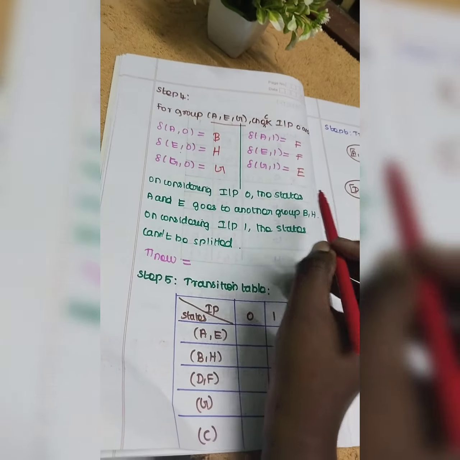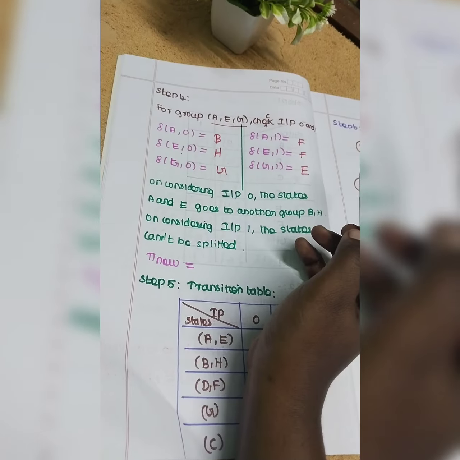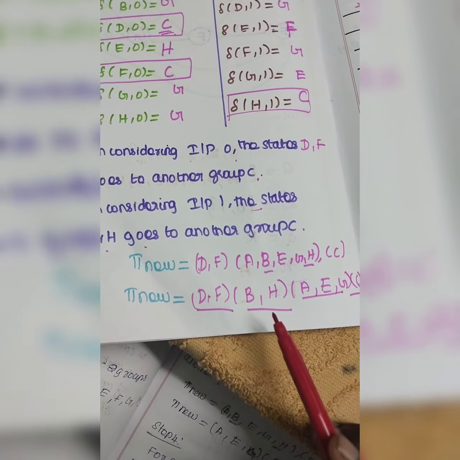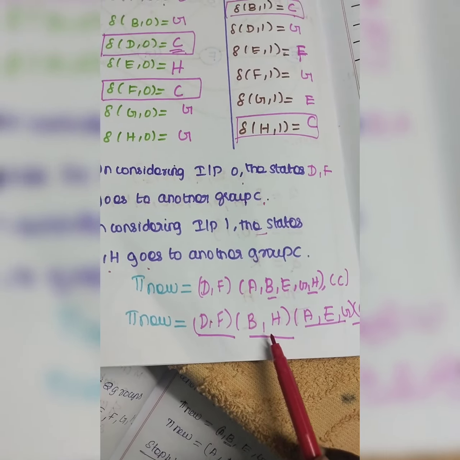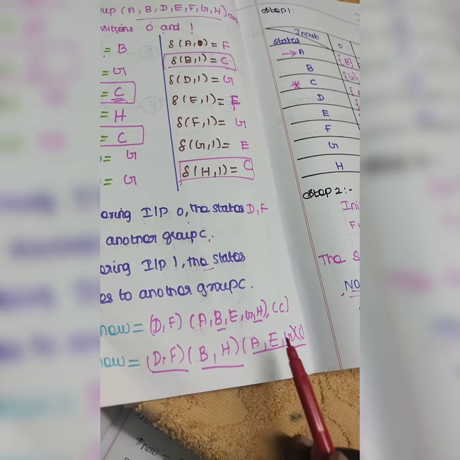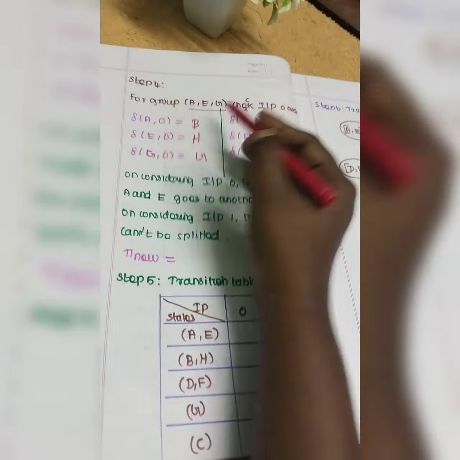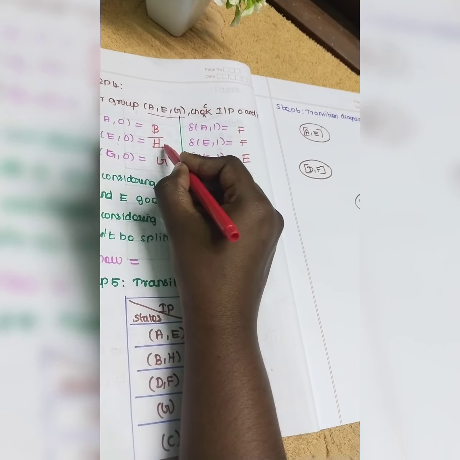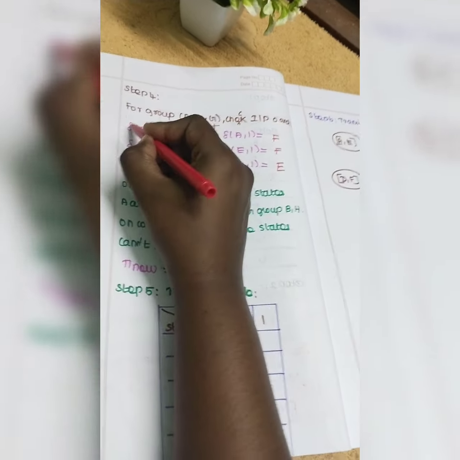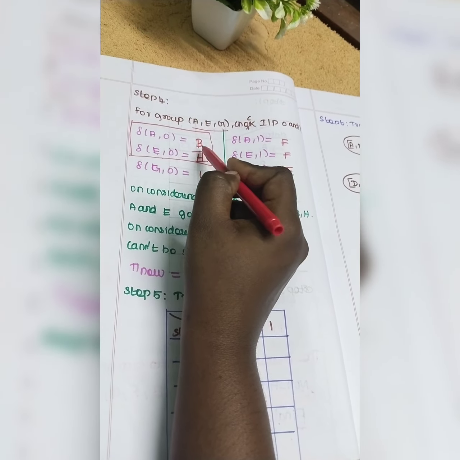Then you can check, if you are processing with the 0, whether you get any other state. Okay. So here you have D and F as one category, B and H as another category, and C as another category. If you are processing with A and E, please mention any other states you get. Here you got B and H. B and H are already one state. So if you are processing with A and E, you get B and H.